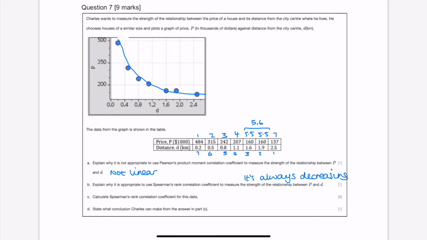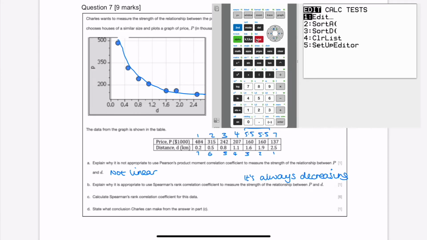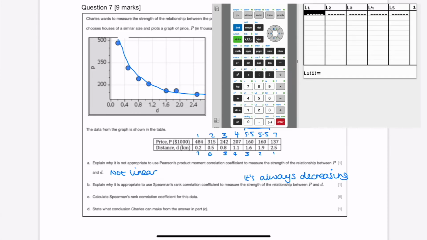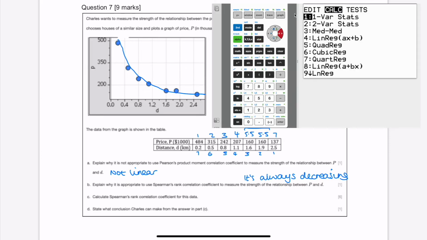So we're then going to calculate Spearman's rank correlation. So to do this, we're going to bring up our GDC, and we're going to go into statistics and edit our data, and we're typing in here the ranked data. So it's what I've just ranked. So I'm just literally typing in those ranks that I've just created. So that's the first one, and then the second one. And then now that I've got that, I can go into statistics and calculations, and I want to do a linear regression, AX plus B.